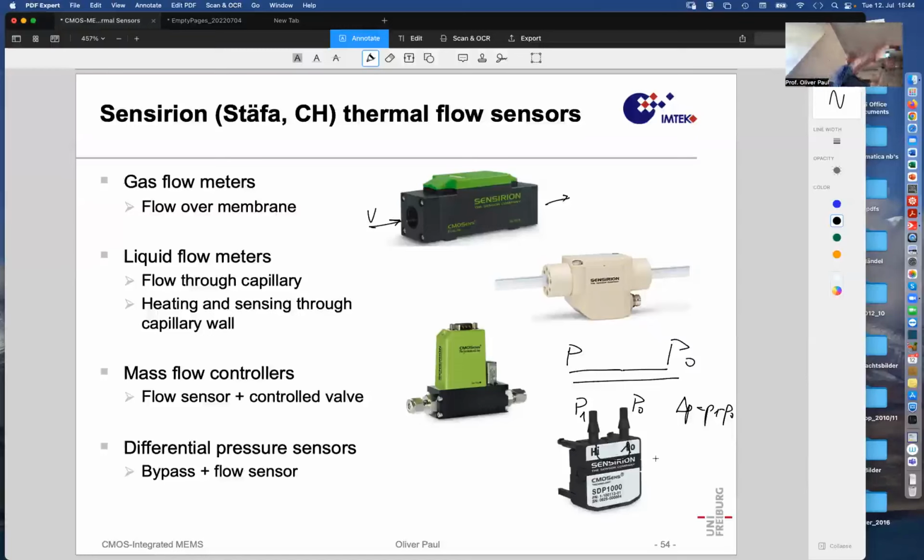Sometimes you have these big vessels, so you only need a very small duct to connect to the sensor. There's minimal volume extracted from these vessels at pressure 1. That's how it's done. And with this, I'm at the end of this chapter, thermal sensors.